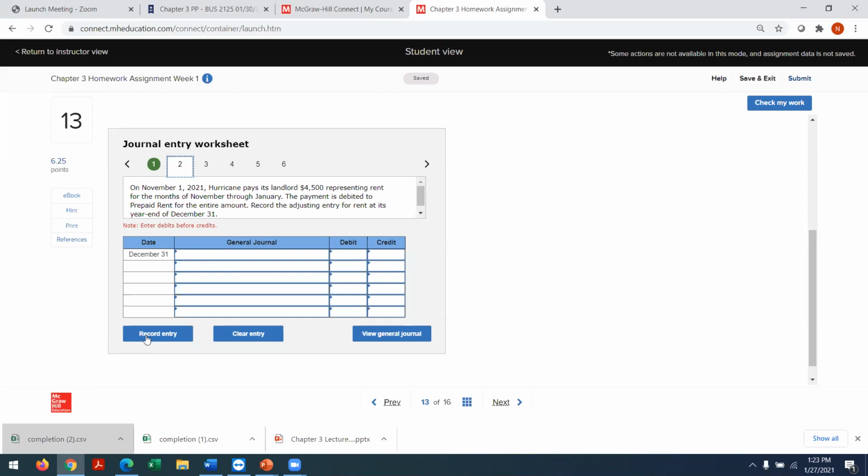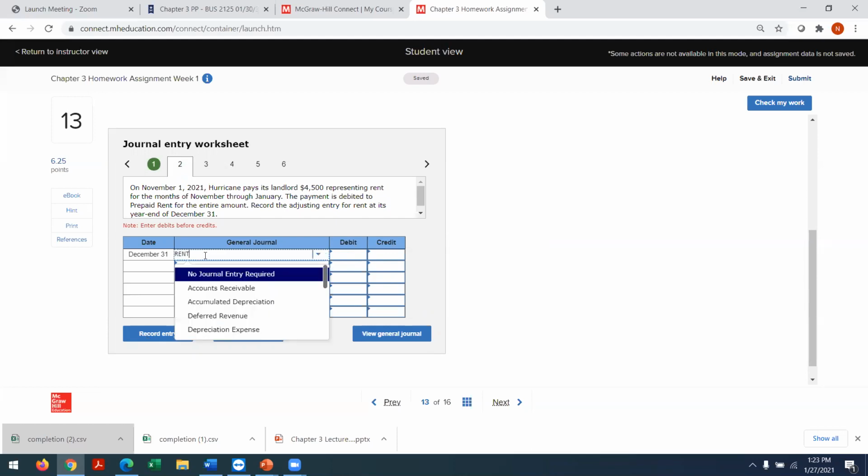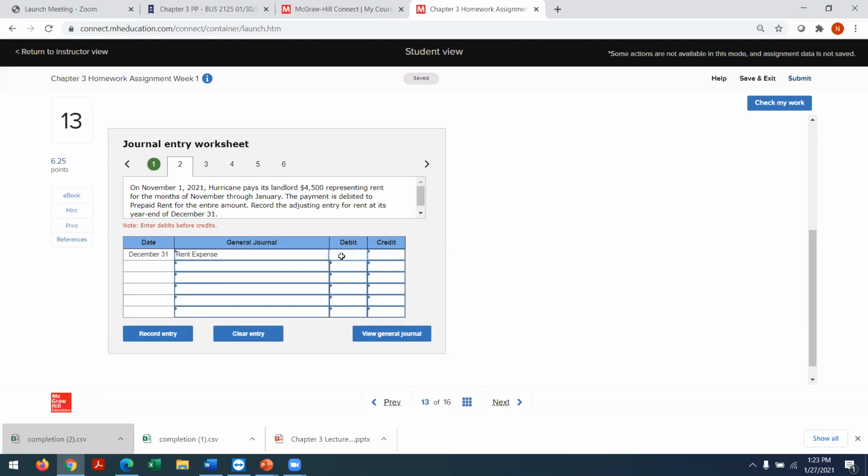How many months have transpired? 2. So we don't have an asset sitting anymore of 4,500 as of December 31st. How much is left? 1,500. Okay. So we need to show rent expense of 3,000 got used up. And we need to credit our asset prepaid rent of 3,000. Because then that would show 1,500's left, right? Yeah, that makes sense.